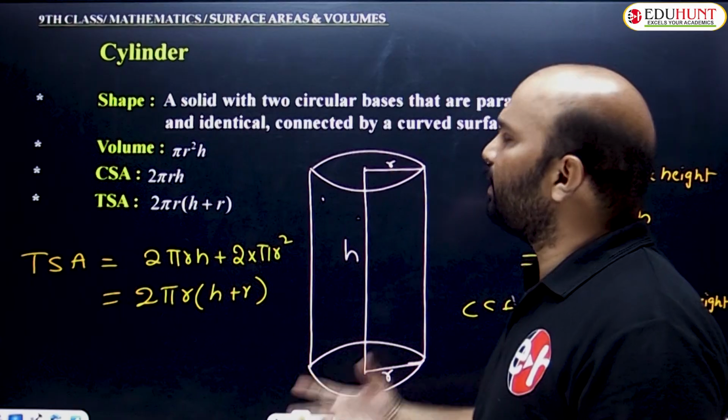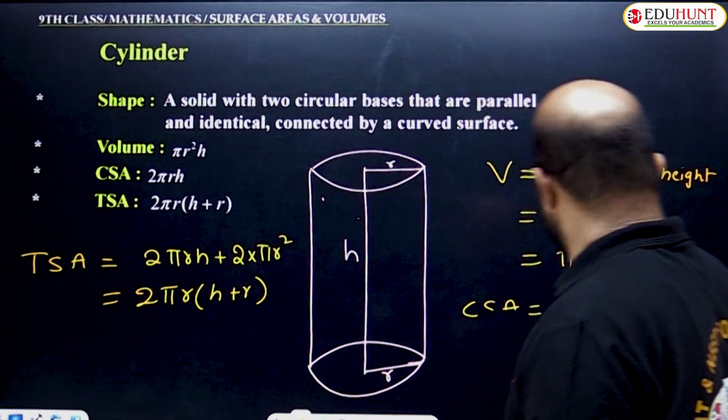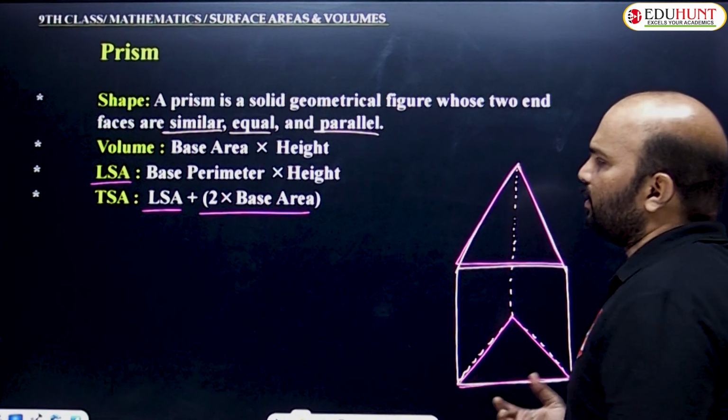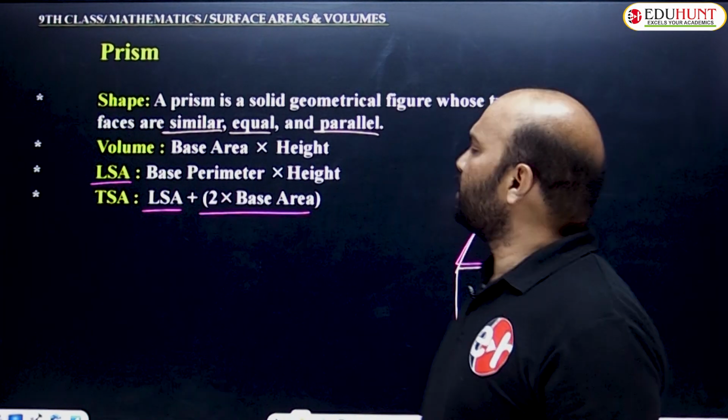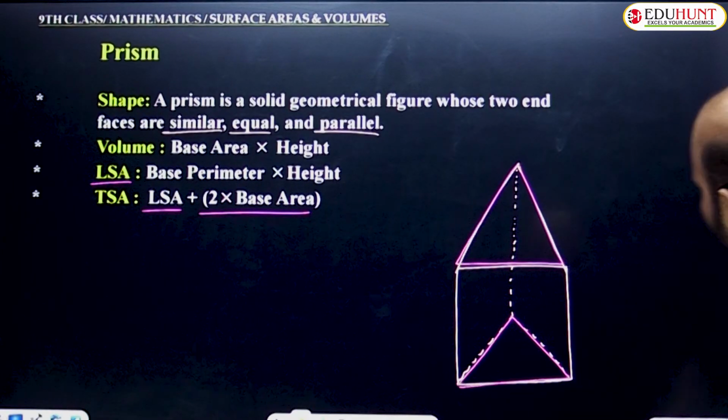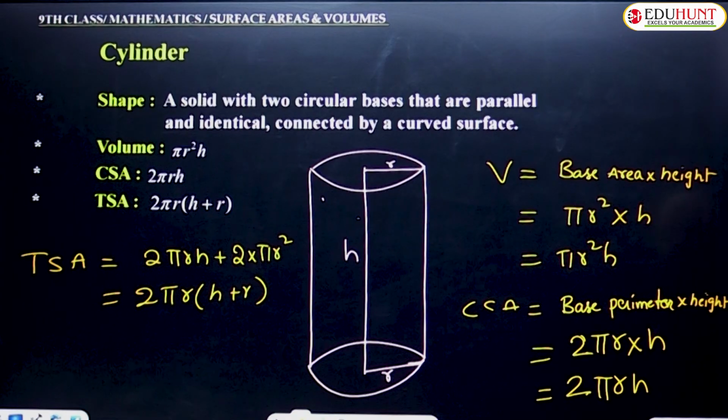So we can apply that directly to prism formulas. There are three types of formulas for a prism. The first one is volume: base area into height. Lateral surface area: base perimeter into height. Total surface area: lateral surface area plus 2 into base area. Am I clear? So that is called cylinder.